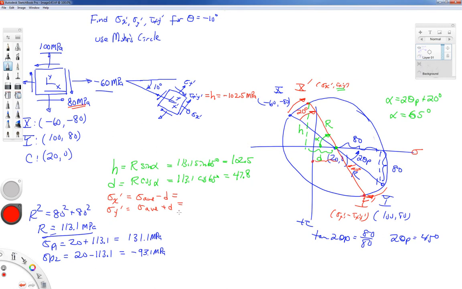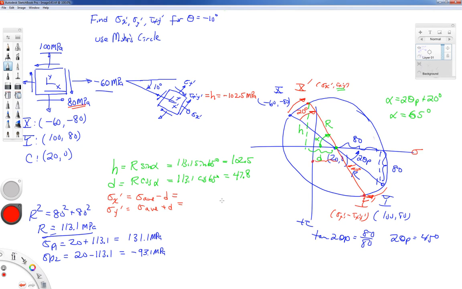Now, whether it's plus or minus depends on where your x prime and your y prime point land. If we had done a bigger angle, my x prime point could have been to the right of the center, and my y prime point could have been to the left. In that case, I would have had sigma x prime is equal to sigma average plus d, and sigma y prime is equal to sigma average minus d. Just have to be careful and see where the points land. You really have to use the plot to your advantage, be able to read the plot.